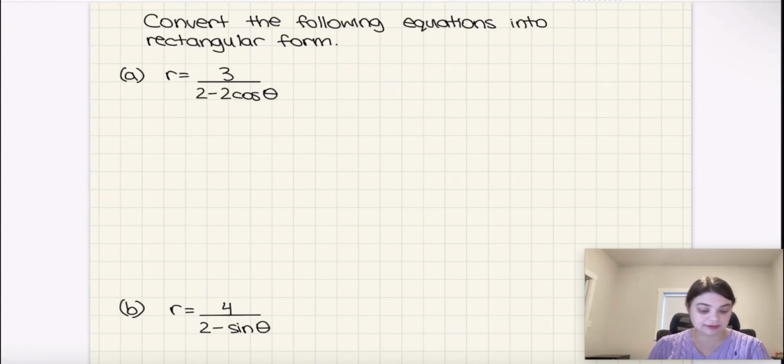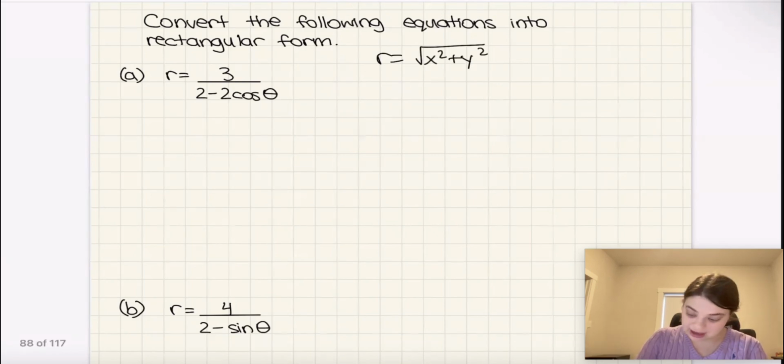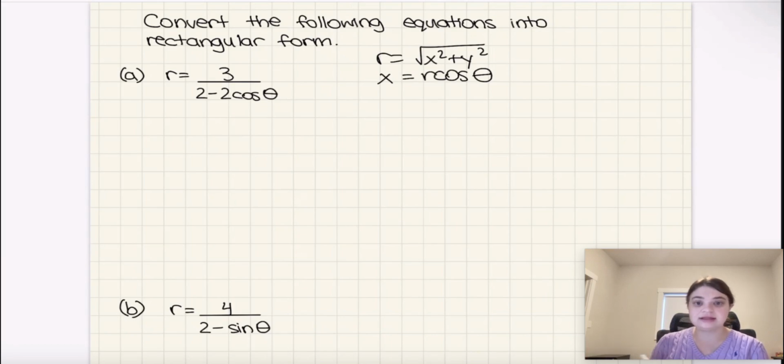All right, so first thing we need to remember is that r, the radius, is equal to the square root of x squared plus y squared, and also that x is equal to r cos theta. So with that, we can substitute that into this equation in order to get what we need.